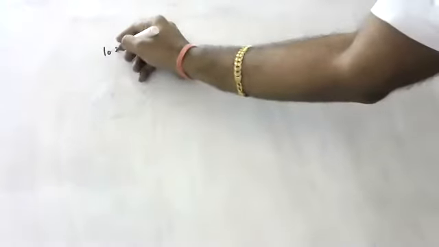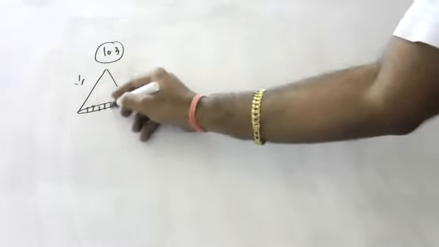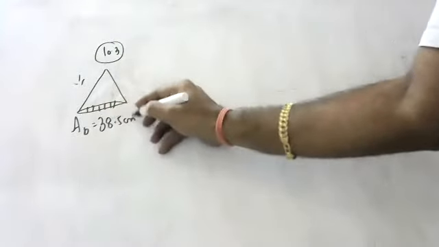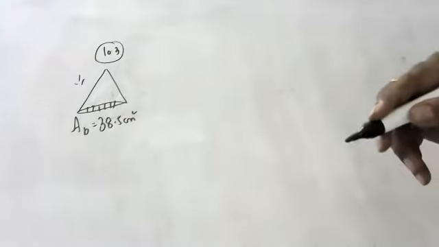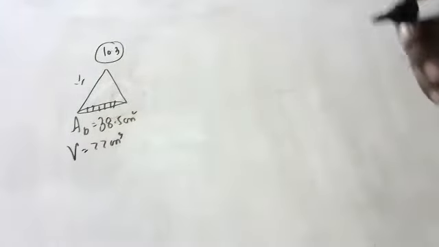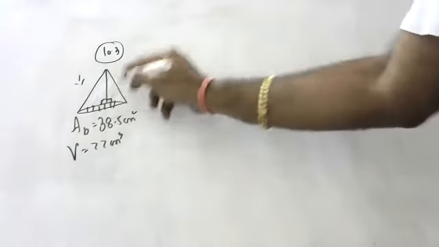Ready, children? First question. The base area of a cone is 38.5 centimeters square. Its volume is 77 centimeter cube. The question is to find the height.